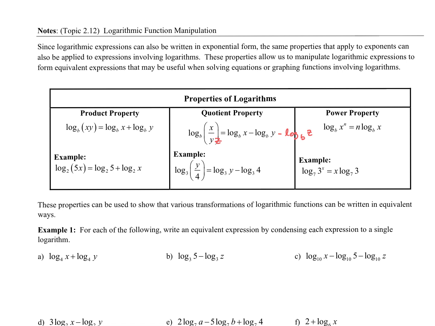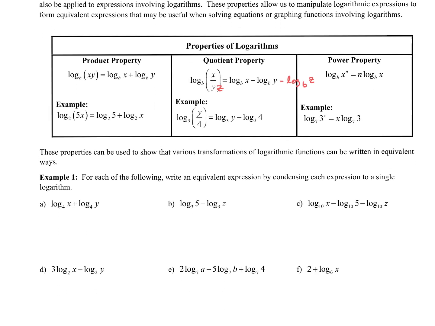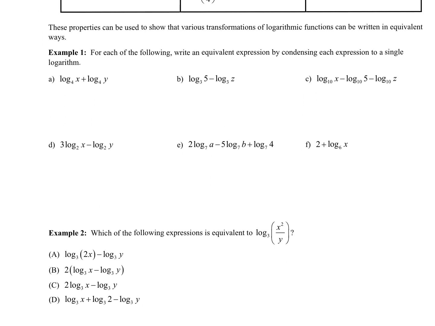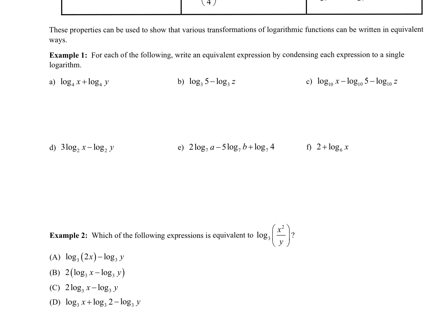You're doing great. These properties can also be used to show that various transformations of logarithmic functions can be written in equivalent ways. Example, for each of the following, write an equivalent expression by condensing each expression to a single logarithm. All right, so the first part, we have addition going on. So what does that imply? Multiplication. So now we have log base 4 of xy because they multiply.